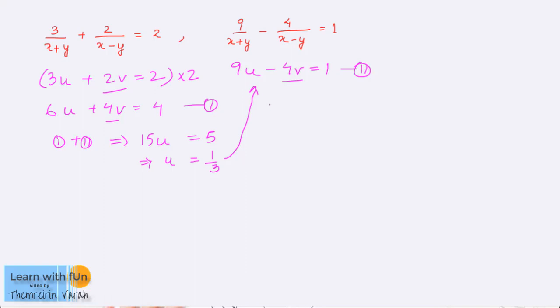In the second equation, put the value of u as 1 by 3. Then we get 9 into 1 by 3 minus 4v is equal to 1. This implies that 9 divided by 3 is 3, so 3 minus 4v is equal to 1, or 4v is equal to 3 minus 1. Rearranging, this implies that v will be equal to 2 by 4, which is 1 by 2.